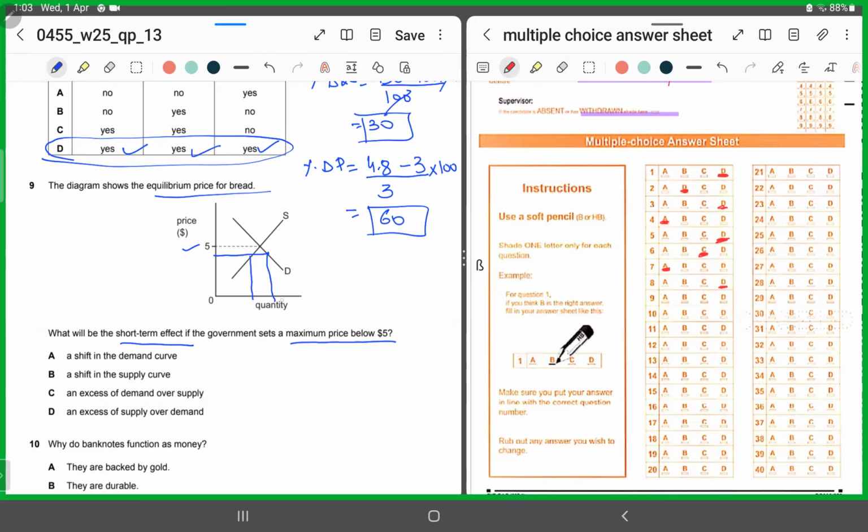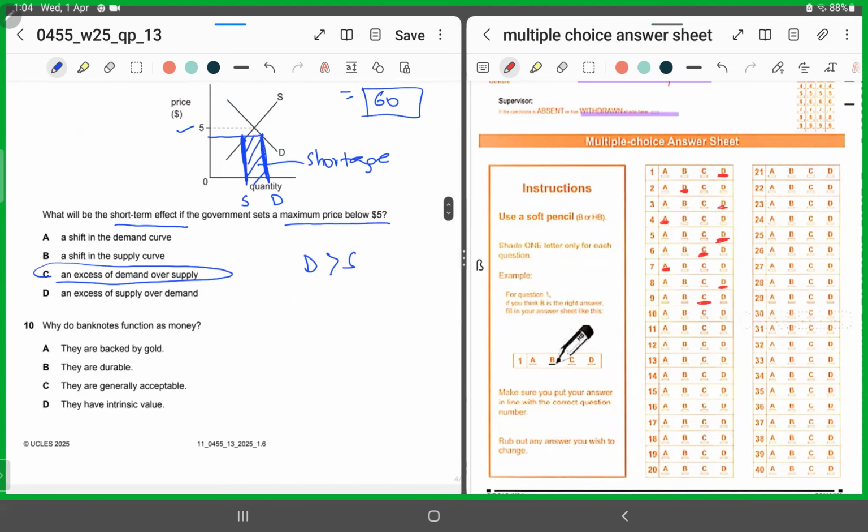Now this is the demand and this is the supply. So the suppliers are willing to provide this much amount. The consumers are demanding this much. So this difference is what? Shortage. This means what? Demand is more than supply, or an excess of demand over supply. So for MCQ number 9, C is the correct answer.